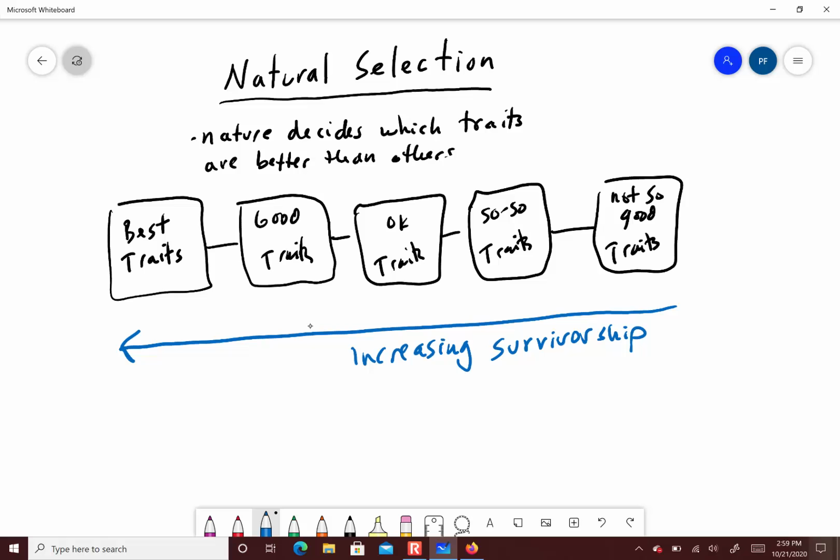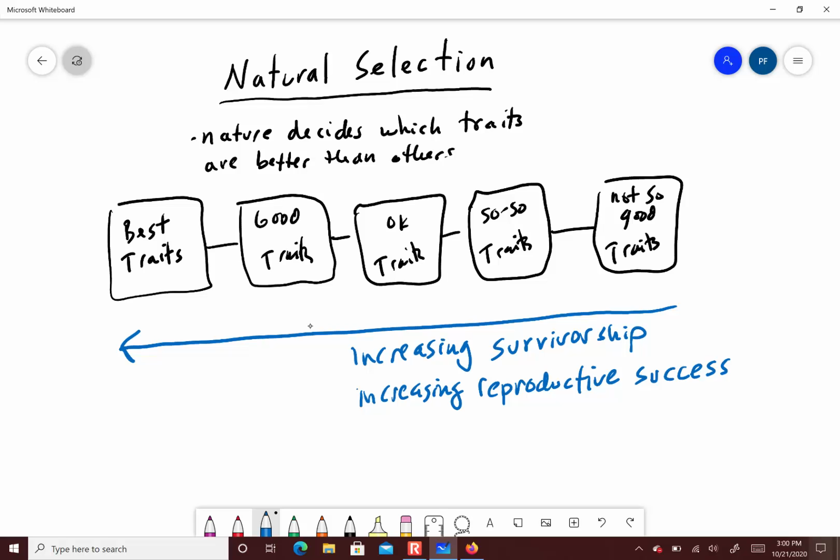right? Things that have the so-so traits survive better than the not so good. Okay, survive better than so-so. Good survives better than okay. Best, of course, is best. So we're increasing survivorship, and if that is happening, then just by default we're also increasing what's called reproductive success. Live longer, reproduce more, pass more genes on. That's happening as we go right to left on this series of traits. So natural selection is working with all of these things.